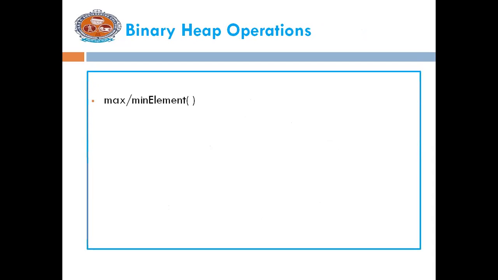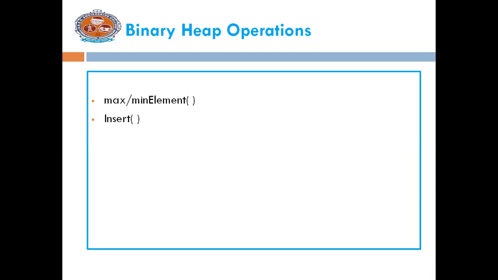The next point is binary heap operations. The first operation is max element or min element. In case of max binary heap, it returns the maximum element. In binary max heap, the root holds the maximum element, so it returns the root element. No adjustment of the tree is needed because it only returns the element, and there is no need to remove the element. In case of binary min heap, the root holds the minimum element. Just return the root element. That means it just returns array of 1.